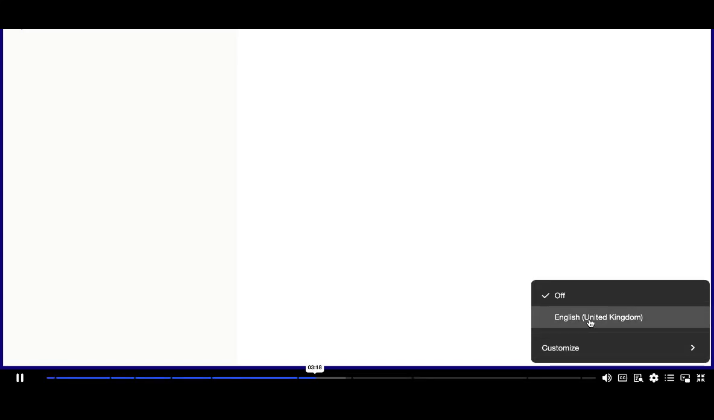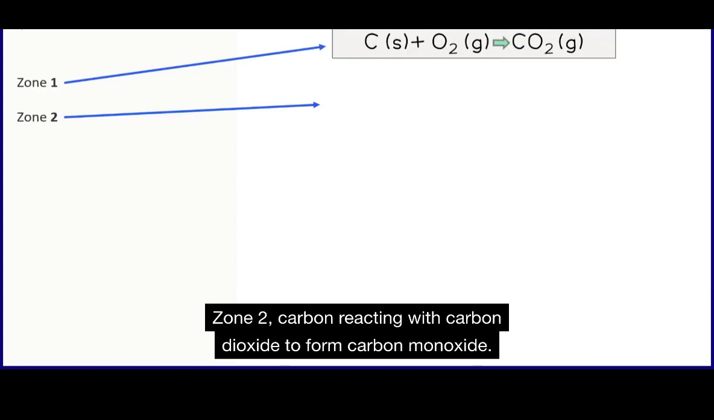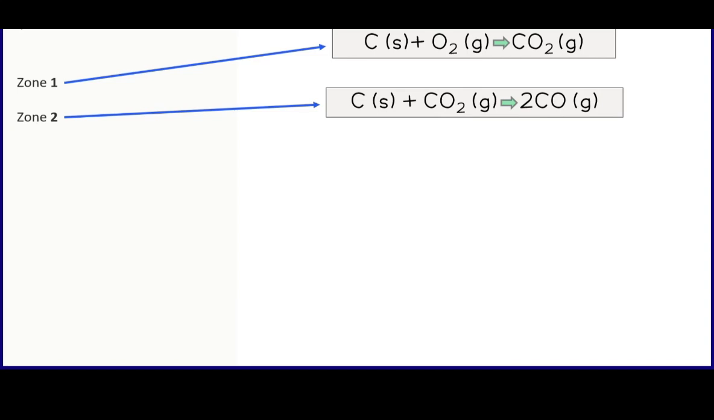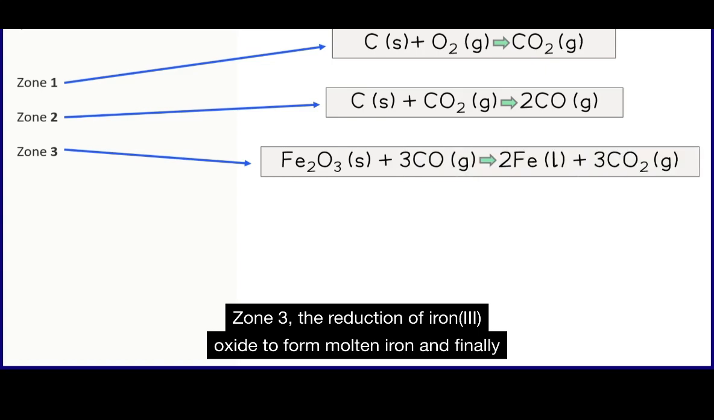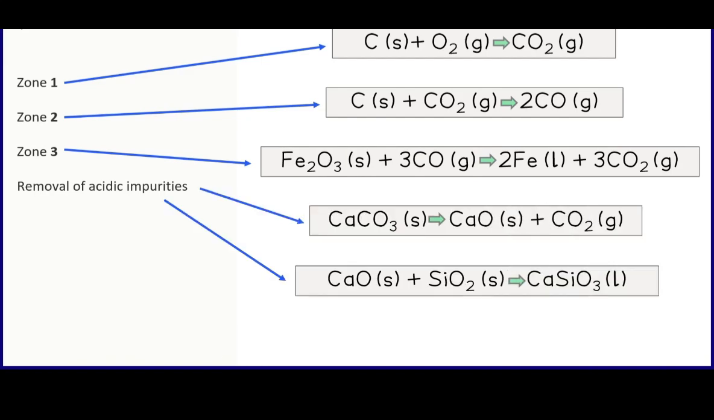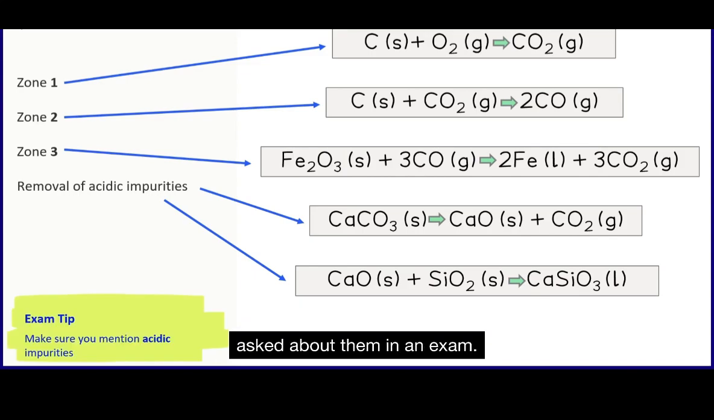Extended students should know the symbol equations for the reactions that occur in the blast furnace and be able to recall these in an exam. You can break these down into 4 parts. Zone 1, the combustion of carbon. Zone 2, carbon reacting with carbon dioxide to form carbon monoxide. Zone 3, the reduction of iron 3 oxide to form molten iron. And finally, the removal of acidic impurities. You must make reference to the impurities being acidic if asked about them in an exam.